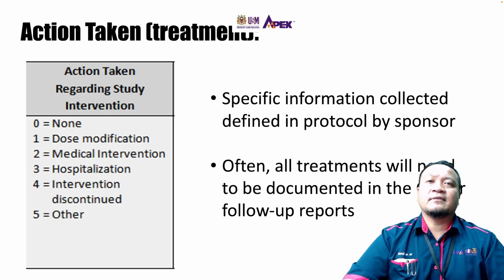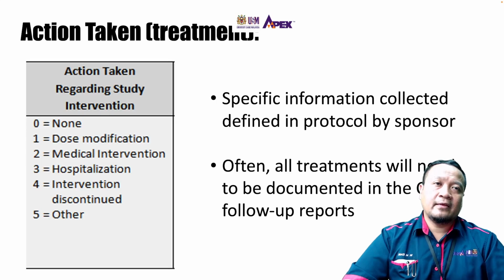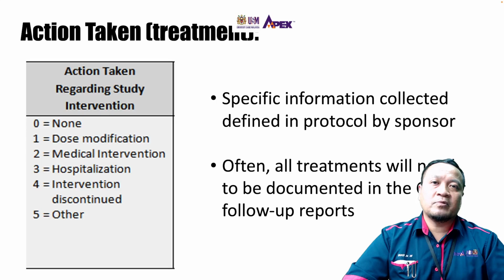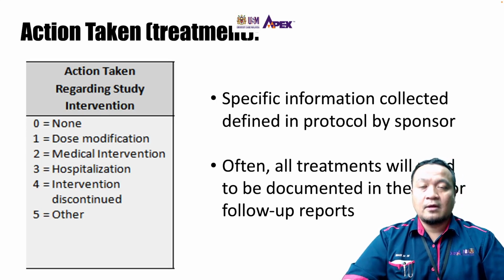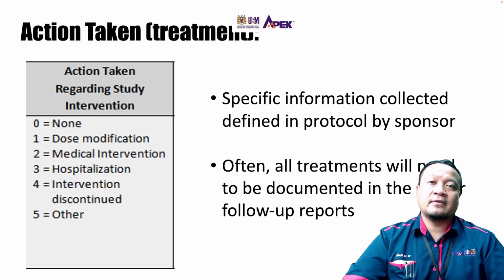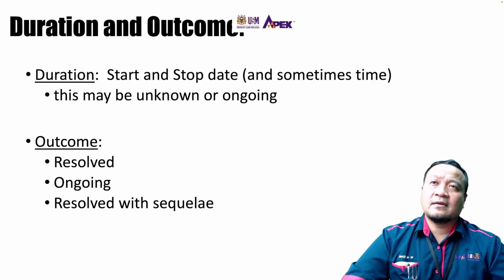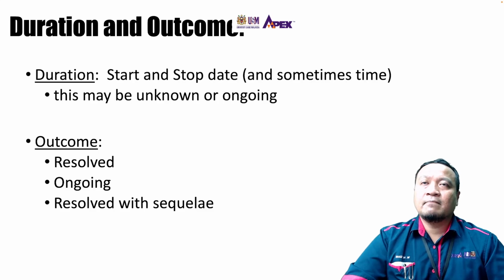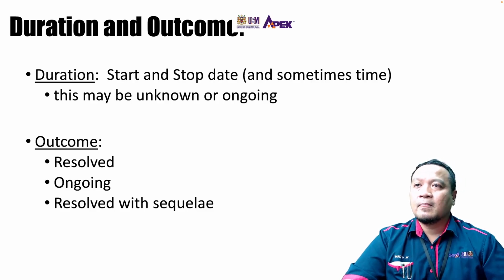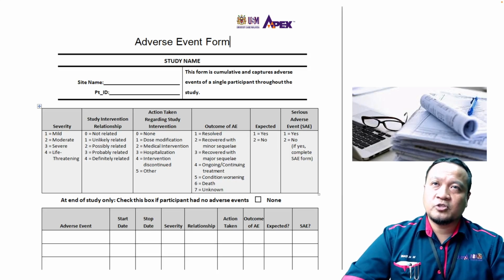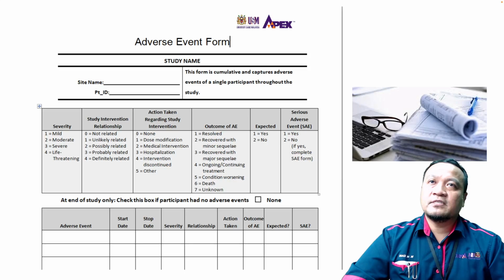So all treatment given for the AE has to be documented in the CRF, and then this event will need to be followed up because we need to close the AE in terms of outcome. So duration: the start date or onset of the AE, and the time when the AE resolves. So outcome: resolved, ongoing, or resolved with sequelae. So this is an example of an adverse event form.